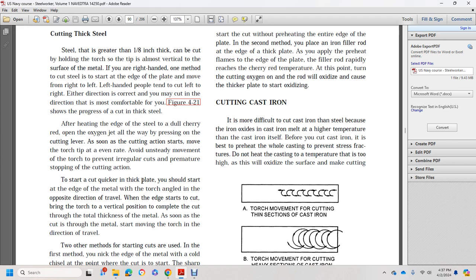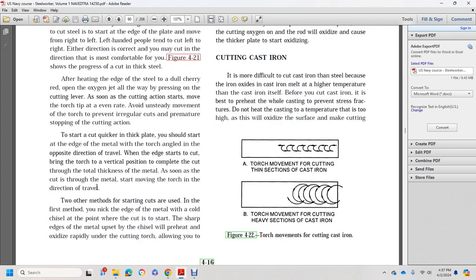Avoid unsteady movement of the torch, preventing irregular cuts or premature stopping of the cutting action. To start the cut on quicker and thicker plate, start with the edge of the metal, with the torch angled in the opposite direction of travel. As the edge starts to cut, bring the torch to the vertical position and complete the cut through the total thickness of the metal. Once the cut is through the metal, start moving the torch in the direction of travel.